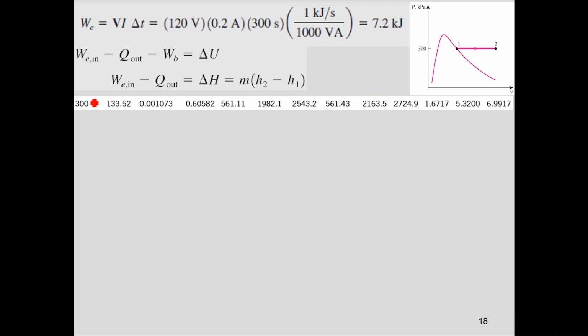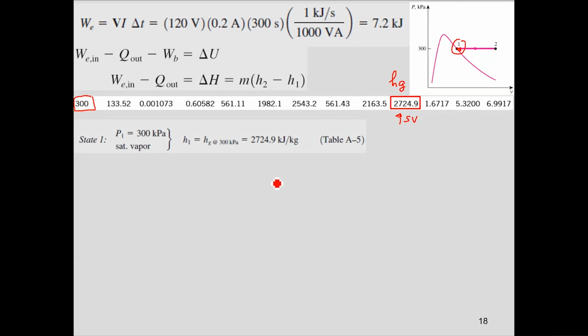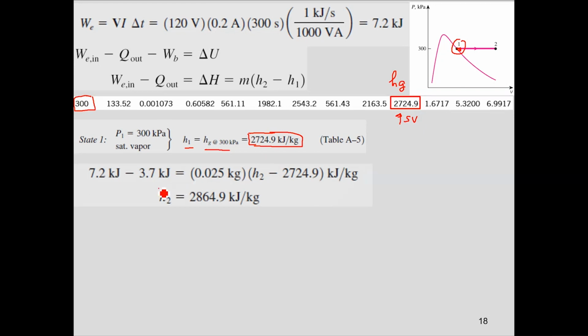for 300 kilopascal, you would see the enthalpy value Hg. This is for saturated vapor, and your state is saturated vapor at state 1. So you can find out the value of H1 as Hg against 300 kilopascal. Clear enough? All right. Moving on, if I plug in all the values, state 1, H1 is Hg at 300 kilopascal, which is 2724.9 kilojoules per kg. If I plug this value into my equation, the only thing unknown to me was H2. Now I have found out H2.